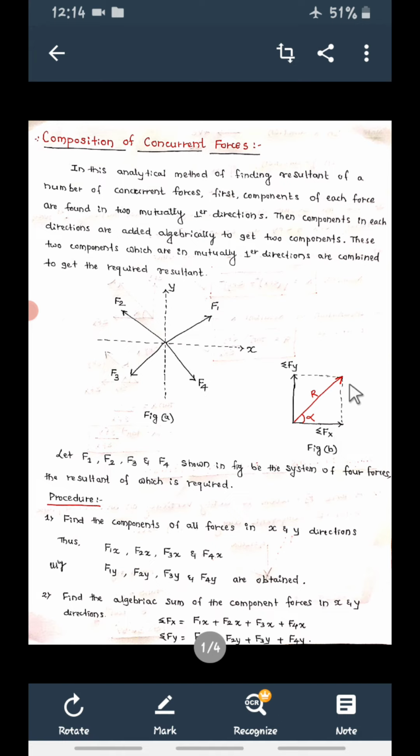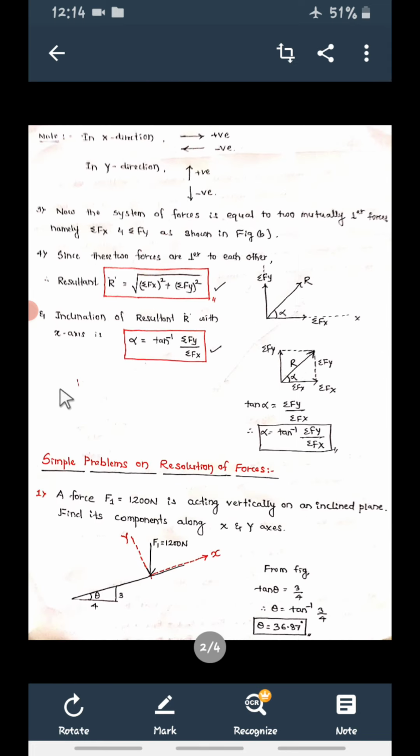So if you complete this parallelogram, whatever the diagonal is, it is nothing but the resultant. Okay, so R will be the resultant. Whatever may be the number of forces, we will finally reduce them into two: along x direction, summation Fx, and along y direction, summation Fy. Then using that equation, we can find out resultant R.